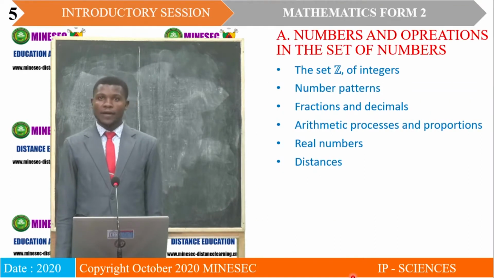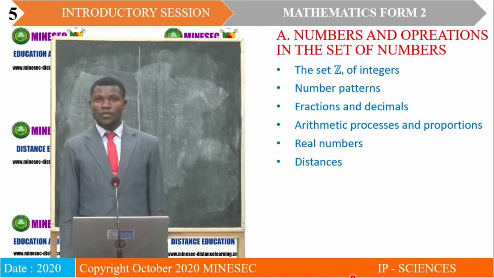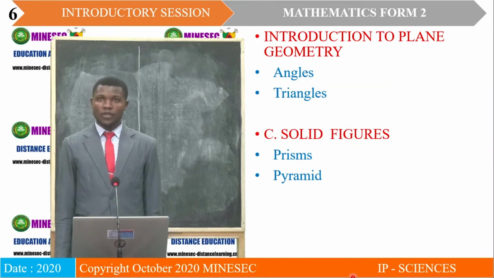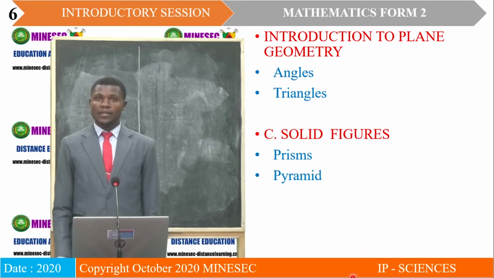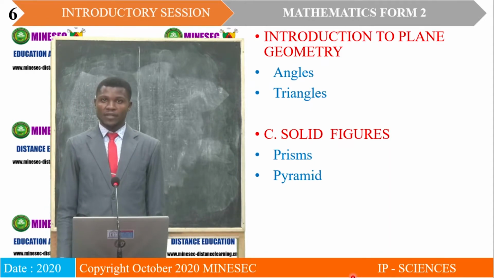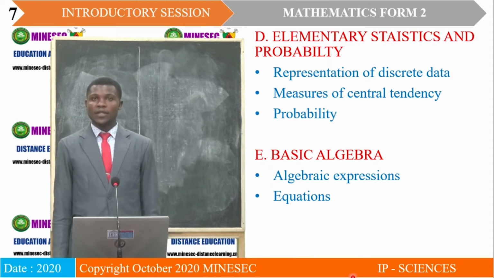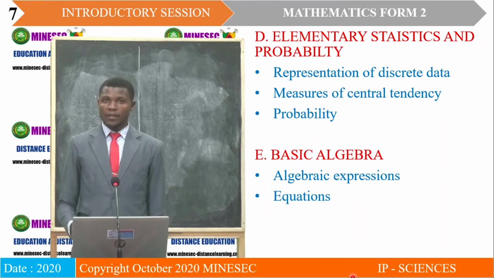In the first module, we have the following subtopics. The set of integers, we have number patterns, we have fractions and decimals, we have arithmetic processes and proportions, we have real numbers, and we have distances. In the second module, which is introduction to plane geometry, we have 2 subtopics, which are angles and triangles. And in the third module, which is solid figures, we have prisms and pyramid. In the fourth module, which is elementary statistics and probability, we have the following subtopic. We have representation of discrete data, we have measure of central tendency, we have probability, and in the last module, which is basic algebra, we have algebraic expression and equations.